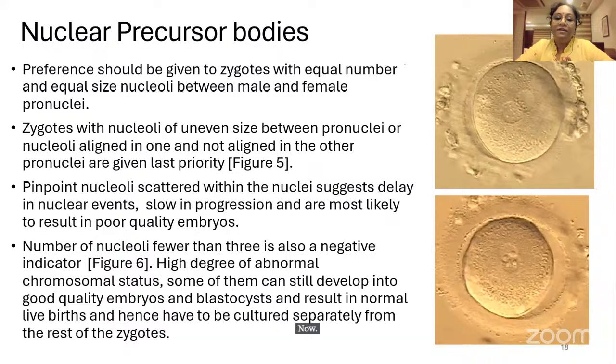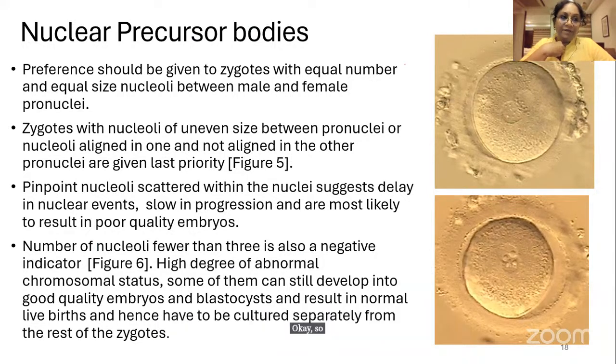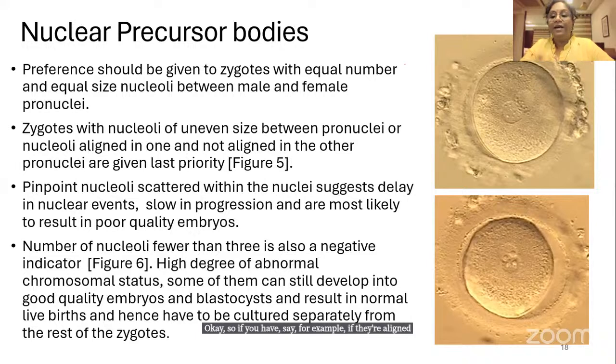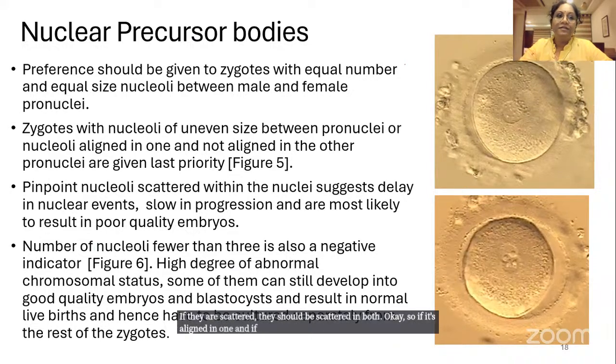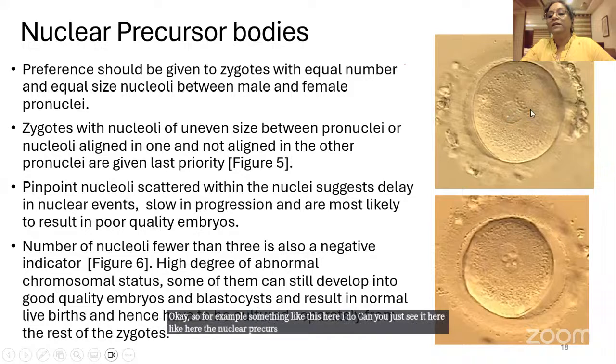Now, when you see nuclear precursor bodies, the preference should be given to zygotes which have equal number and equal size nucleoli in both pronuclei. So if they are aligned, they should be aligned in both. If they are scattered, they should be scattered in both. If it is aligned in one and scattered in another, it is not given the first preference. For example, here the nuclear precursor bodies are scattered, whereas here it is aligned. It's not that we will discard this. You keep it separately and culture them separately.